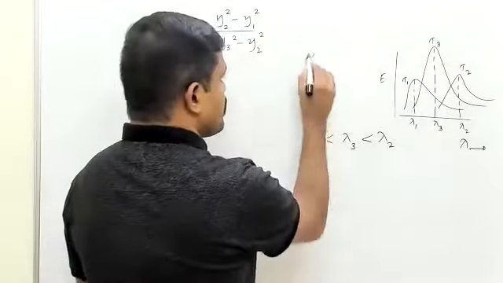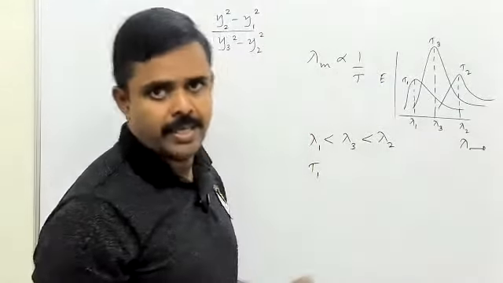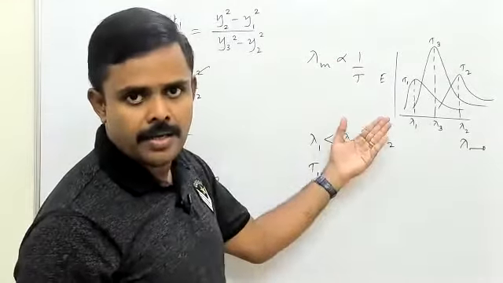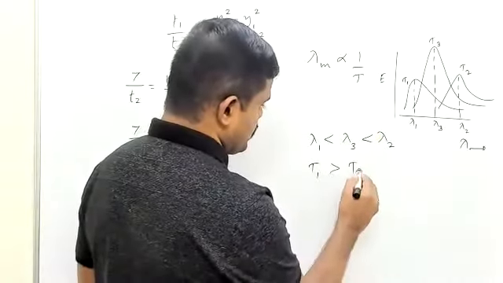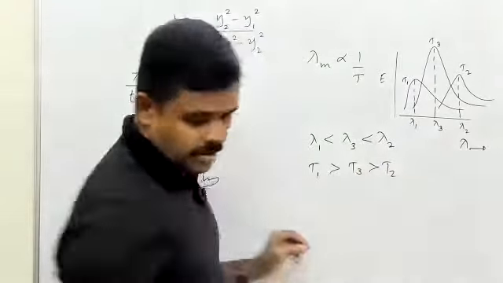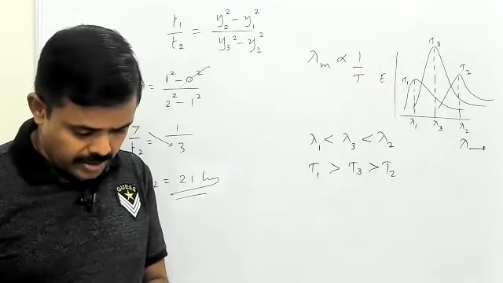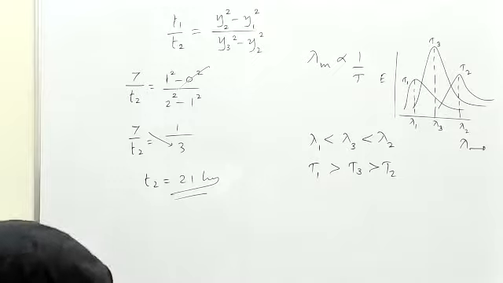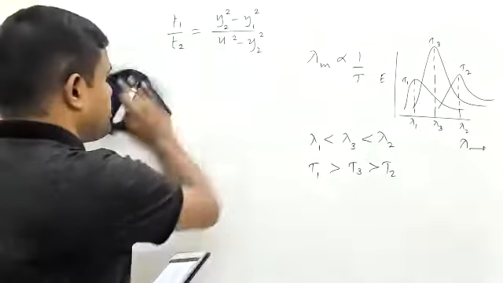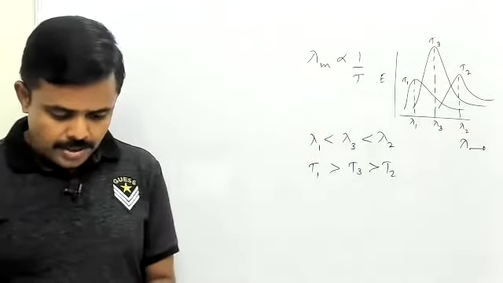Do you remember Wien's displacement law? Do you remember lambda max is proportional to 1 by T? Greater the value of lambda, lesser is T, and vice versa. So T1 greater than T3 greater than T2. So correct option is what? Answer is option T1 greater than T3 greater than T2. Answer is option B. Second option is correct.